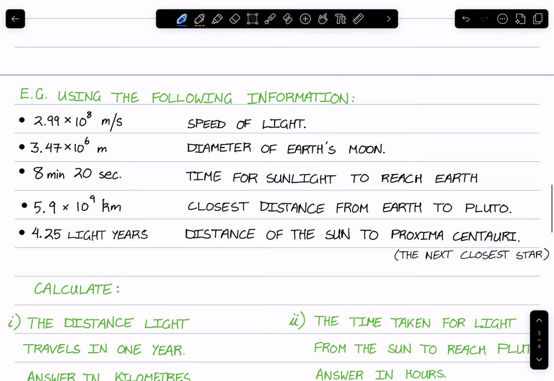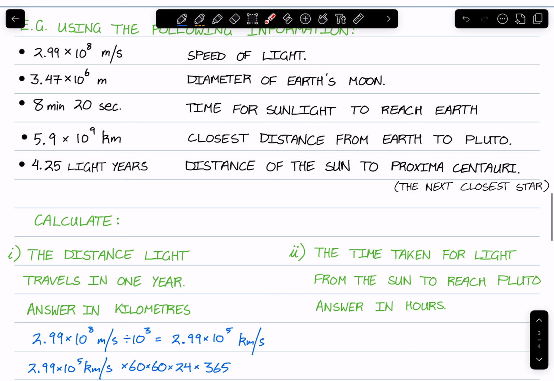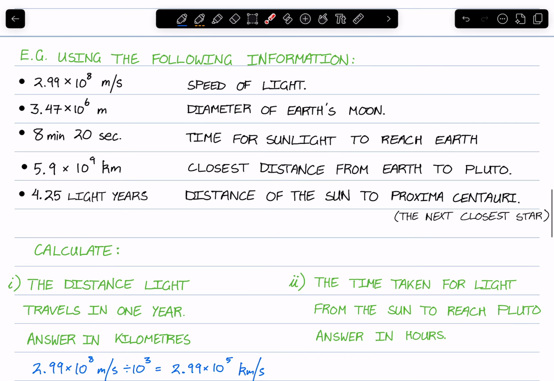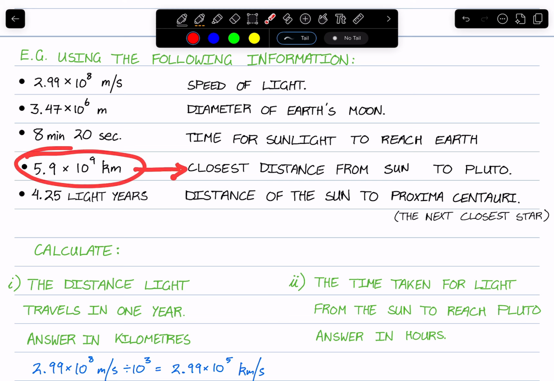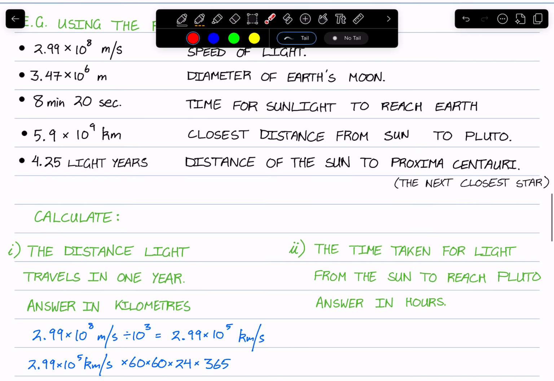Okay, so there we go. Let's move on to the next question. It says, let's calculate the time taken for light from the sun to reach Pluto. Answer in hours. Oops, sorry, I forgot to change this one. This one should definitely be from the sun to Pluto. Just looking at this value now. So we need to use this one here, the closest distance from the sun to Pluto, and this one here. So take a look.